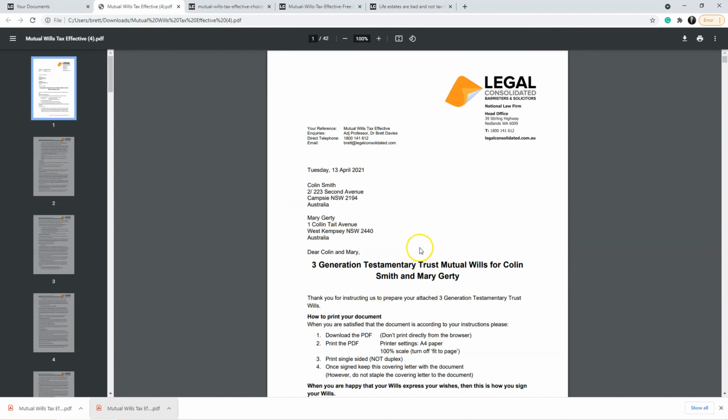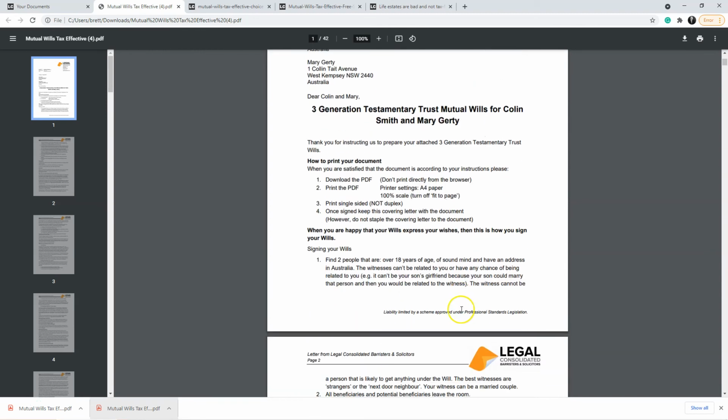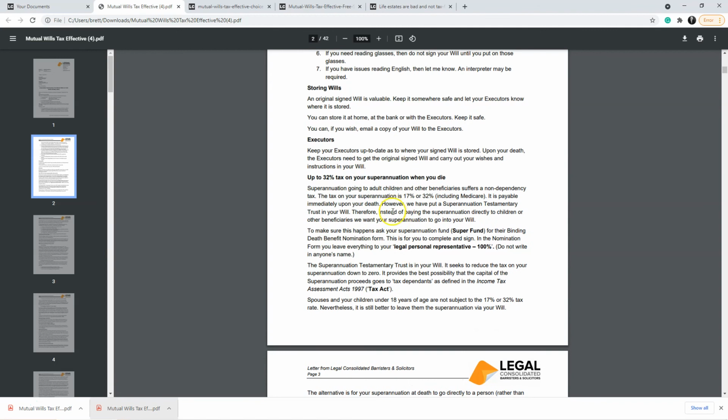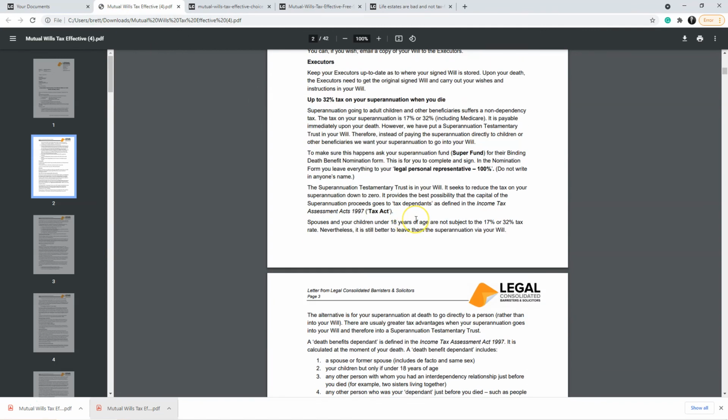And there it is. The three-generation testamentary trust mutual wills. It's on law firm letterhead confirming, thank you for instructing us to prepare your attached three-generation testamentary trust wills. We alone are responsible for these documents. Our law firm is responsible. So that's how to print it. Oh, 32% tax on super. What's all this about? Well, we're a tax law firm.